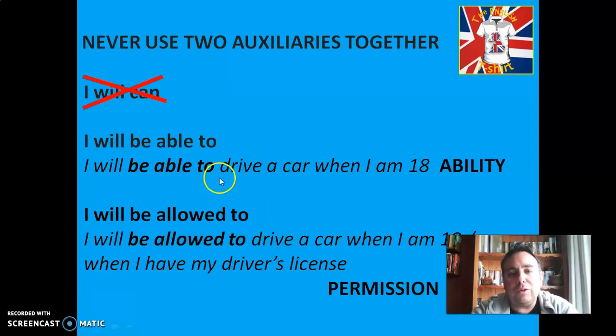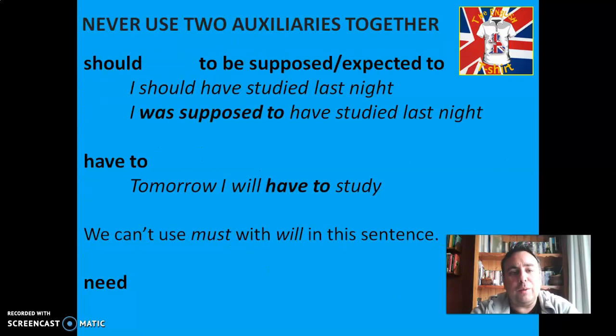But if we talk about permission, we use be allowed to. I will be allowed to drive a car when I am 18 or when I have my driver's license. Also, we use to be supposed or to be expected to instead of should. I should have studied last night. Yo debería haber estudiado anoche. Or I was supposed to have studied last night.